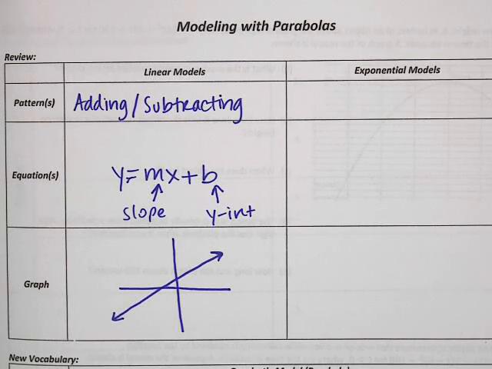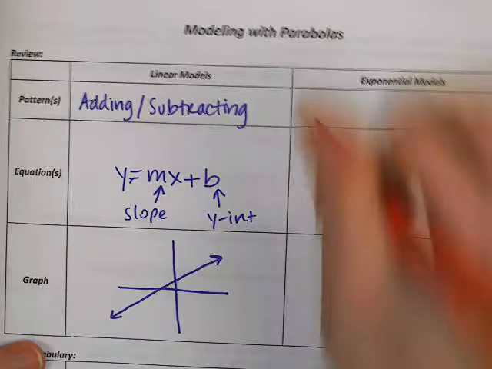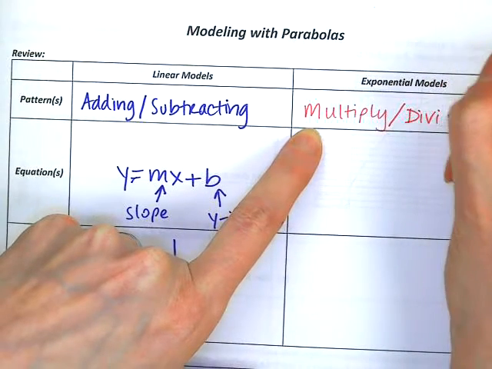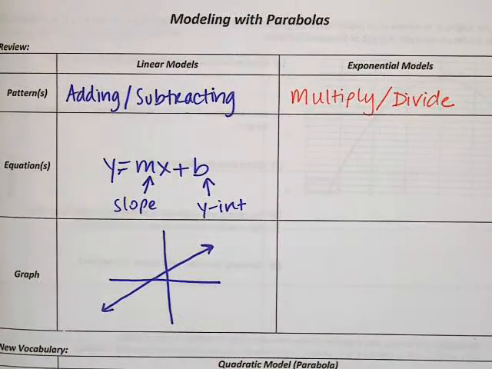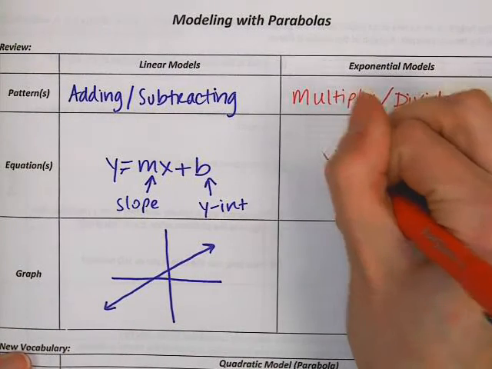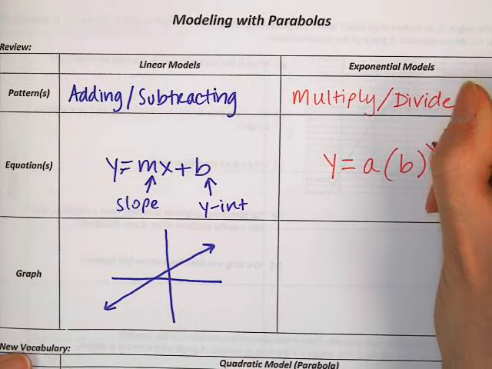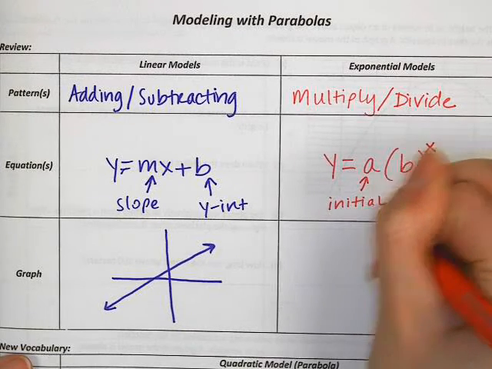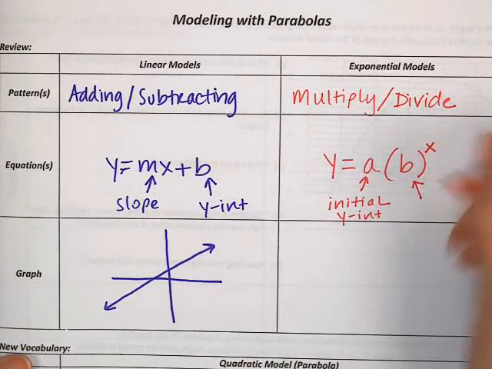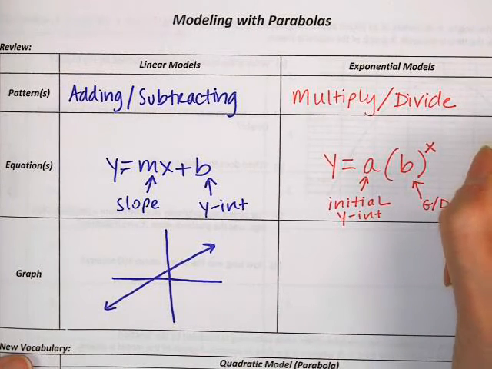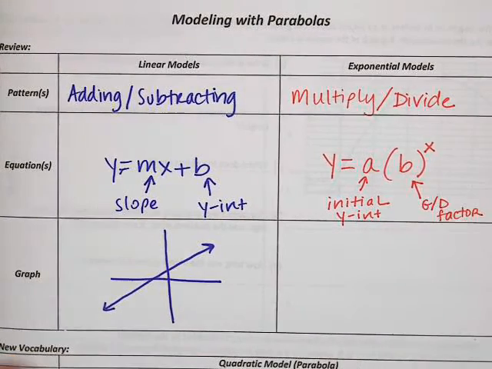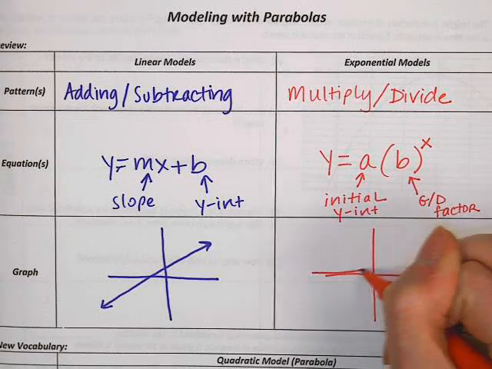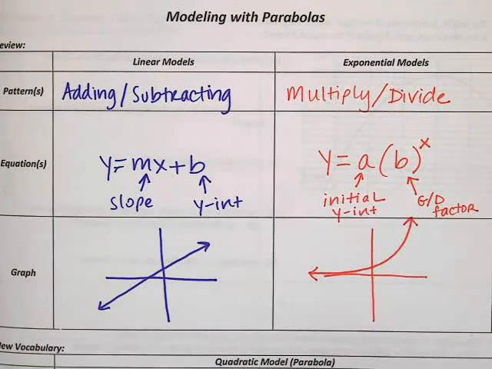Now let's jump into exponentials. To know if a model is exponential, it was a multiply or divide pattern. The equation for exponential is y equals a times b to the x power, because it's an exponential. A was the initial y-intercept value, and b was the growth or decay factor. And then what does an exponential graph look like? Remember, let's say it's a growth. It starts off low and then it grows exponentially. It's a curve like that.